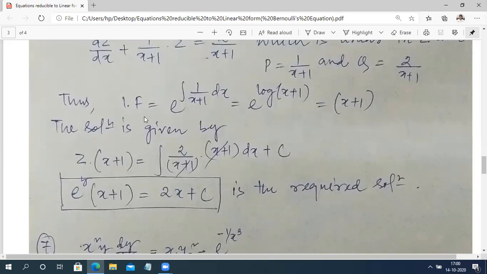So multiply the equation by the integrating factor, we get the solution, and the solution will be as follows: z into the integrating factor, that is z into x plus 1, is equal to integration q into integrating factor dx plus c. So this is q, this is the integrating factor, and this x plus 1 will get cancelled, and you will have the solution as e raised to the power y into x plus 1 is equal to 2x plus c. So this is your required solution.